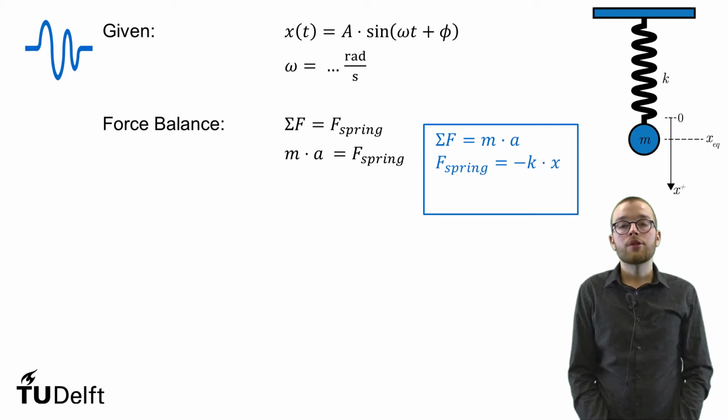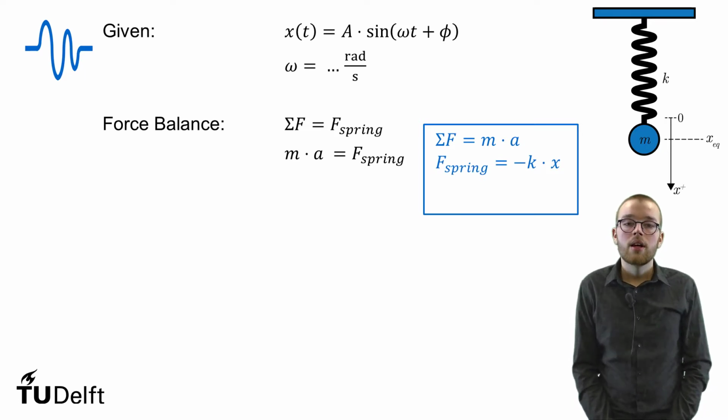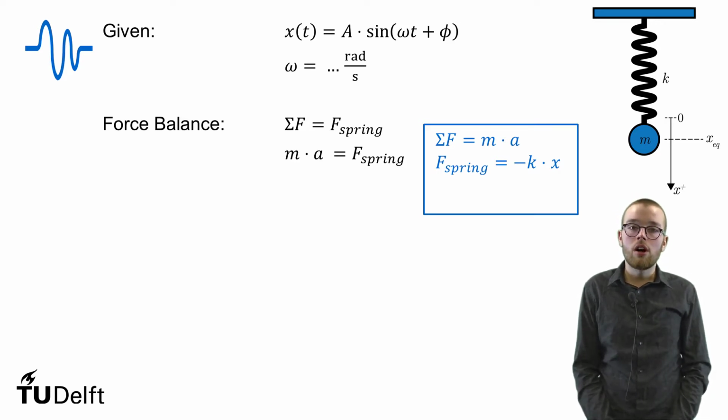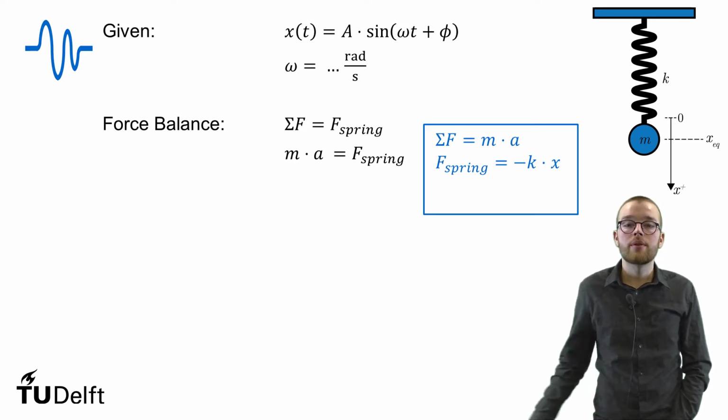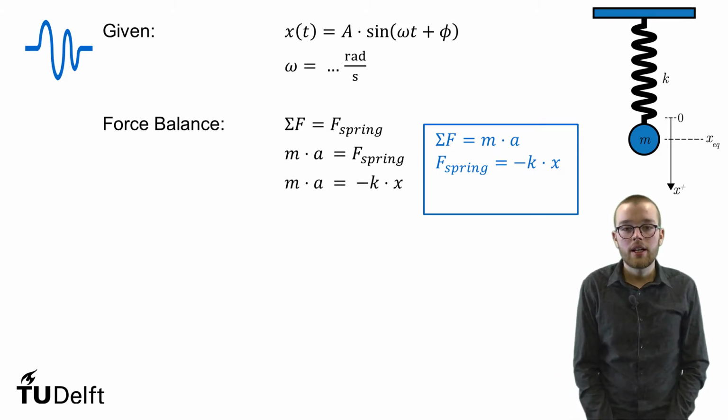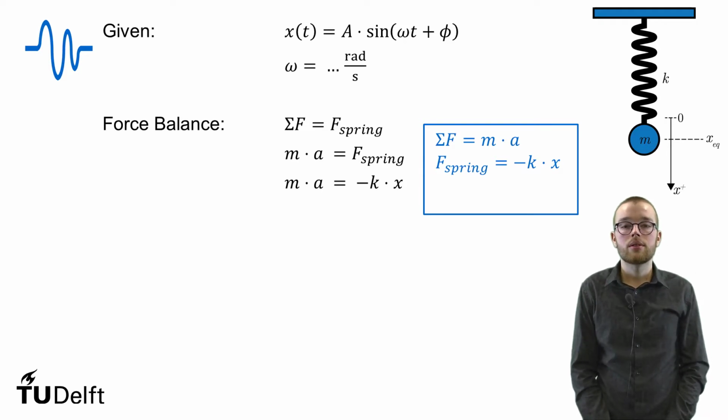Hooke's law describes the force of a spring. It is given by the negative product of spring constant k times the distance from the equilibrium position. The negative sign here indicates that our mass always wants to move back towards our equilibrium position. This gives us m times a is equal to negative k times x for our final force balance.